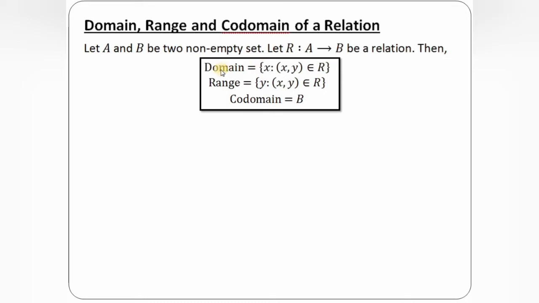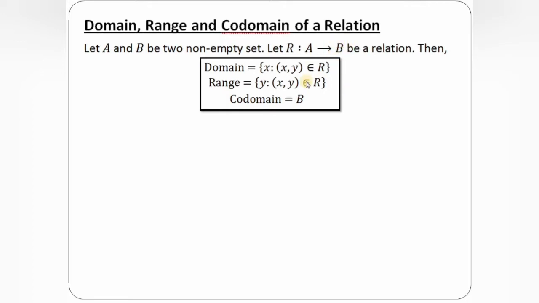All right, fine. Now the range. Range is defined as the set of all second elements. Second elements are y, so if I put all the second elements within a set, that gives you the range. All right, now what is codomain? Codomain is the second set. This thing you need to remember.